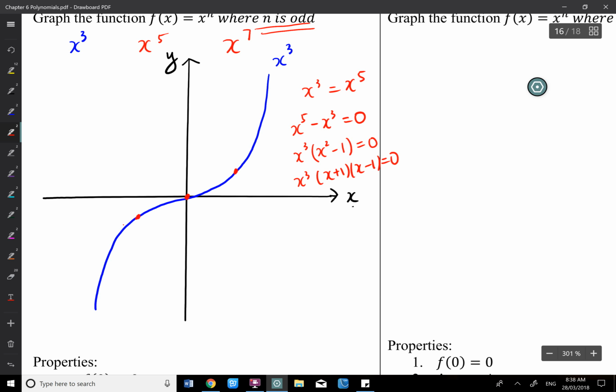Again, like yesterday, I think about the value 2. 2 to the power of 3 and 2 to the power of 5, which one is larger? 5, right? So the red graph should be above the blue graph after 1, because at the point 2 it is larger. Again, think about a half. A half to the power of 3 and a half to the power of 5, which one is larger?